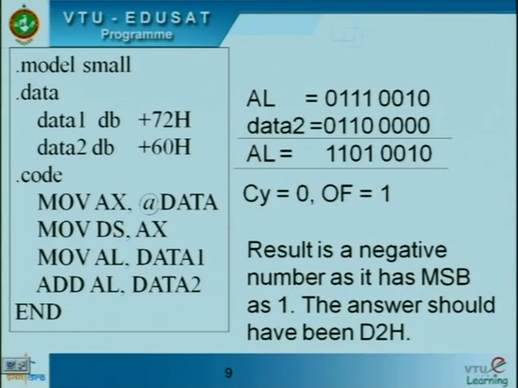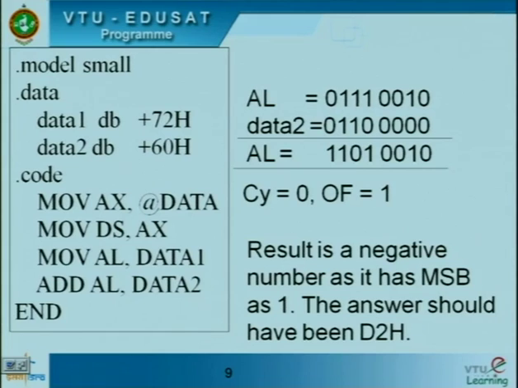Now, let us take a small example and see what happens when you add two positive numbers, that is 72 hexa and 60 hexa. I have written a small program, which you are already familiar with from the process of writing simple programs, but the normal termination is not given in this program. It is only to make you understand that this is a simple program where we initialize the data segment register, access the data from the .data area into the AL register, and add the data in the AL register with data 2.